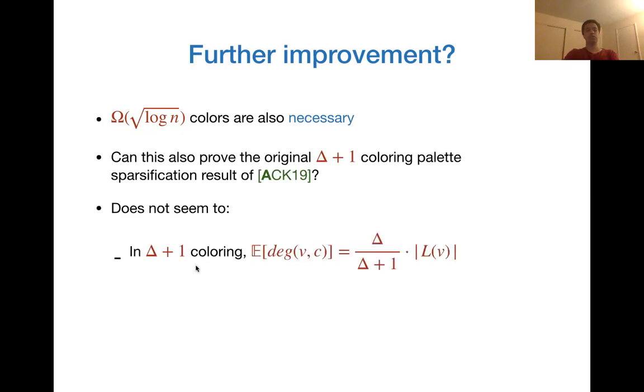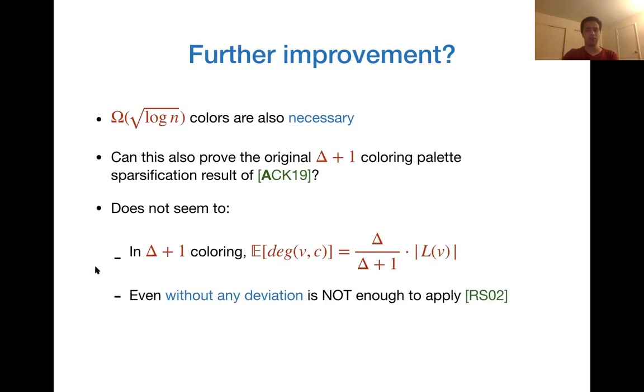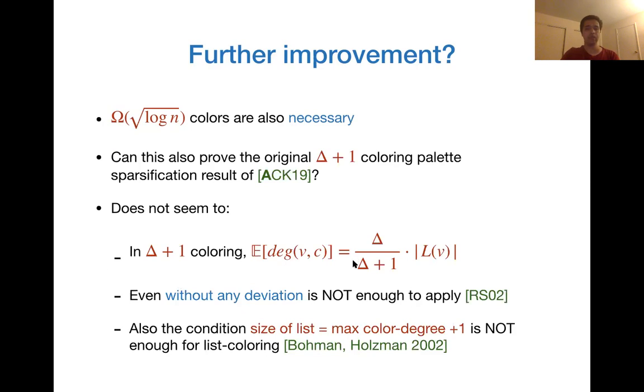One reason is in delta+1 coloring, the expected color degrees are basically equal to the size of the list, perhaps maybe just one smaller. This means that even in expectation, even if we didn't have any deviation, this is not enough to apply the Reed-Sodokov result, okay? And in fact, this is something strongly known about these list coloring problems. The condition that the size of each list is equal to the max color degree plus 1 is not enough for list coloring. Okay? This is definitely enough when I replace this with max degree, but this is not enough for max color degree. And so this route does not seem to work for proving the delta+1 coloring this way.